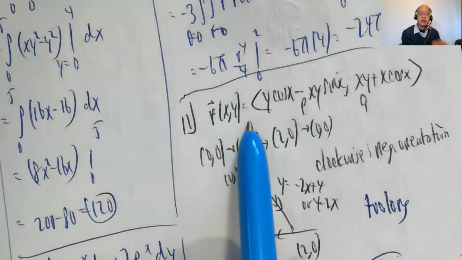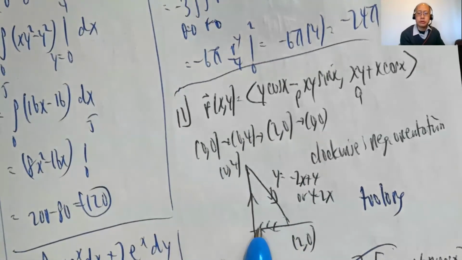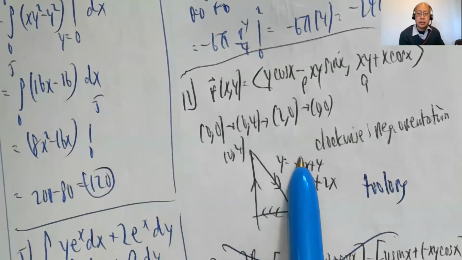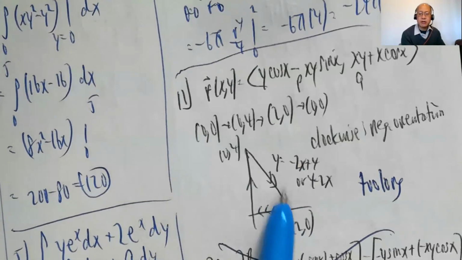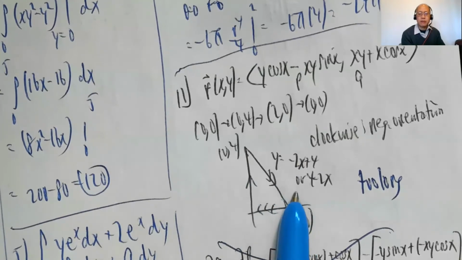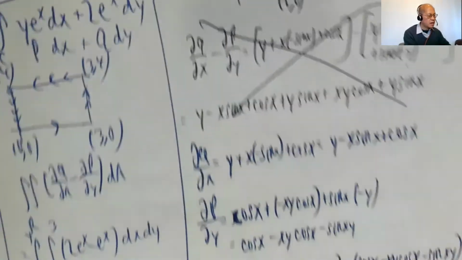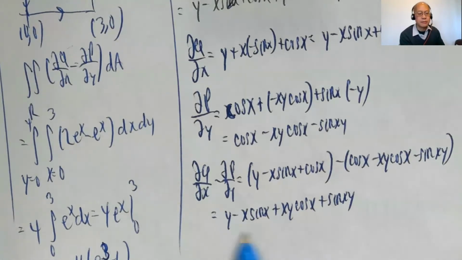Okay, 11. Here's F. You go from 0, 0 to 0, 4 to 2, 0 to 0, 0. This is clockwise. That's a negative orientation. So I have to keep that in mind. And let's see, this is y equals negative 2x plus 4, or y equals 4 minus 2x. And I started to show partial of q with respect to x minus partial of p with respect to y. Okay, so you're going to end up integrating this, and I decided it was too long, so that's the reason why I decided to skip it. Okay, so skip problem 11.